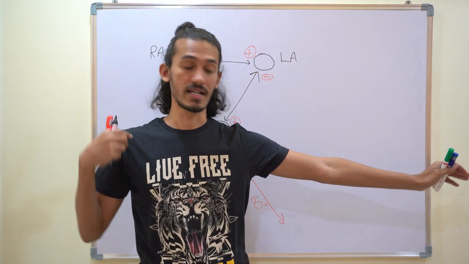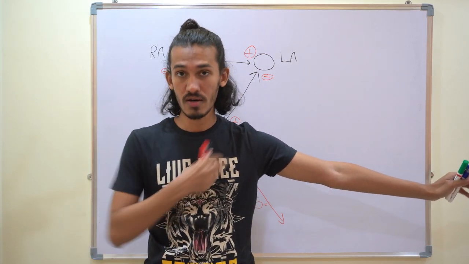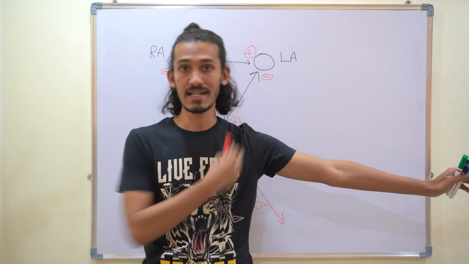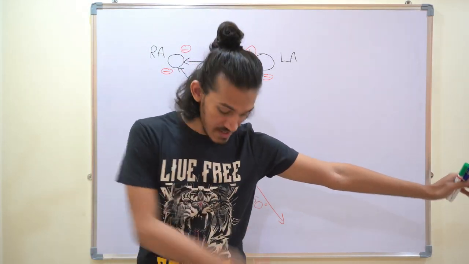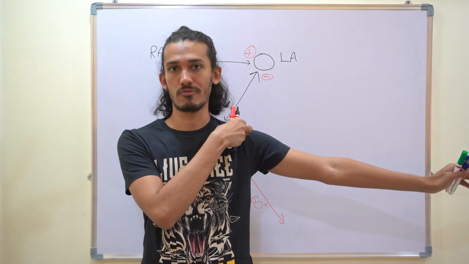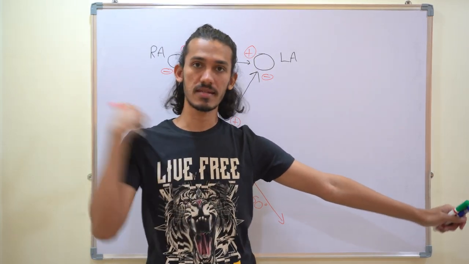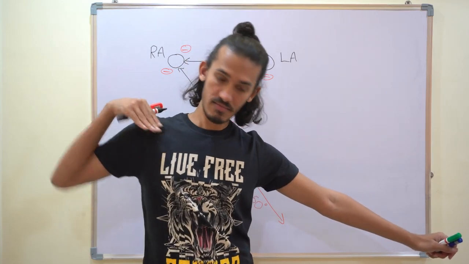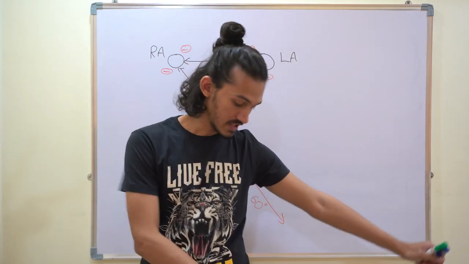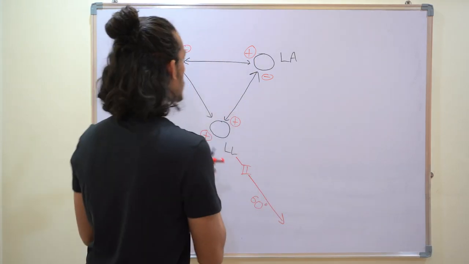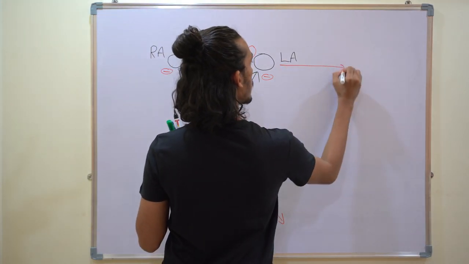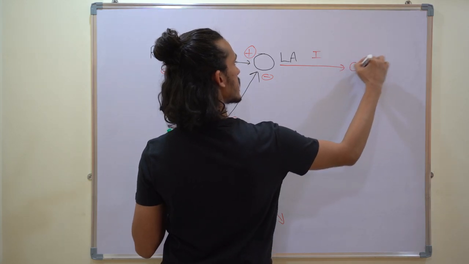When you're connecting this to your leg, that is lead 3. Again, because the majority of impulses are going down, this is positive and this is negative, right? And when you're connecting these two, again impulses are going here. We want this to be positive and this to be negative. So this is lead 1, which is 0 degrees.